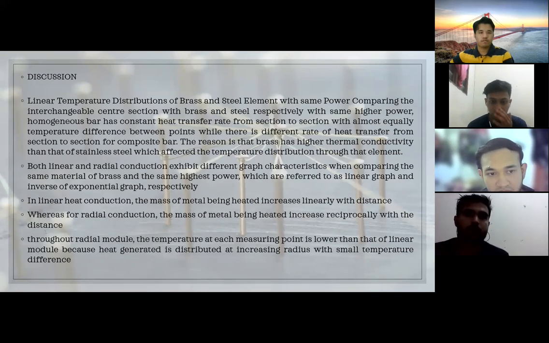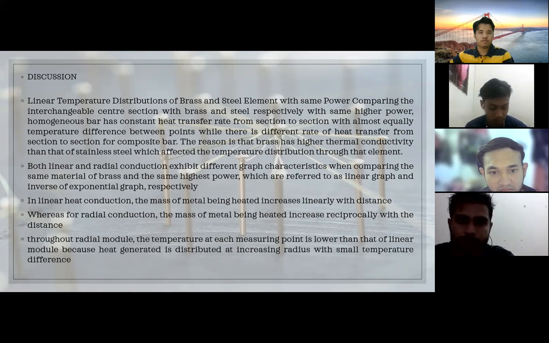Next is the linear temperature distribution of the brass and steel elements with the same power, comparing the interchange center section with brass and steel respectively at the same higher power. A homogeneous bar has a constant heat transfer rate from section to section with almost equal temperature difference between points, whereas there is a different rate of heat transfer from section to section for a composite bar. The reason is that brass has higher thermal conductivity than stainless steel, which affects the temperature distribution through that element.